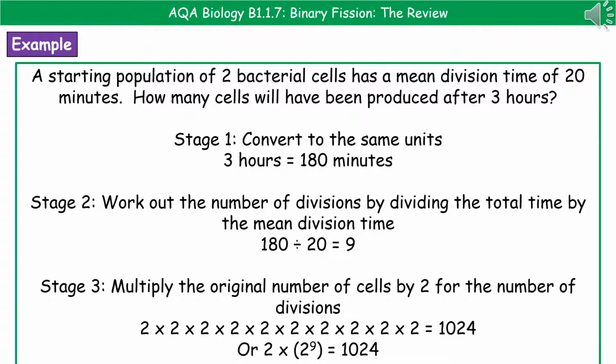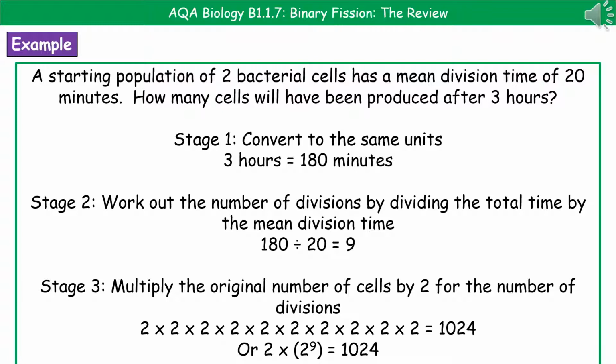So there are 3 stages to work this out. Stage 1 is where we're going to convert our times to the same units. So we've got minutes for our mean division time, hours for our total time, so we convert those hours to minutes. So 3 hours is 180 minutes. You just do number of hours times 60. Stage 2 is where we're going to work out the number of divisions that have occurred in that total time. And what we do is the total time divided by the mean division time to get that. So 180 divided by 20 gives us 9 divisions have occurred.